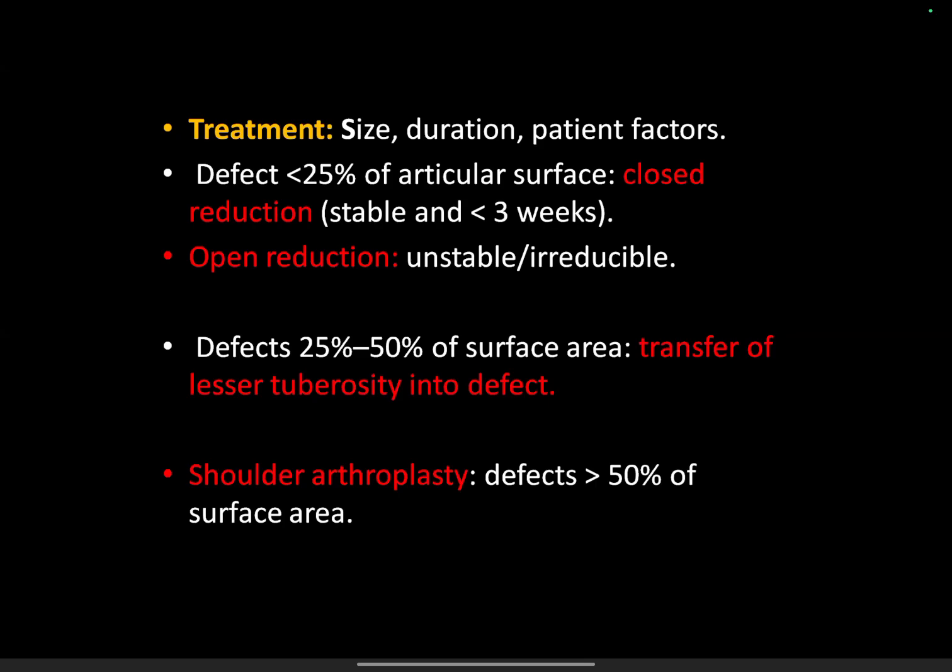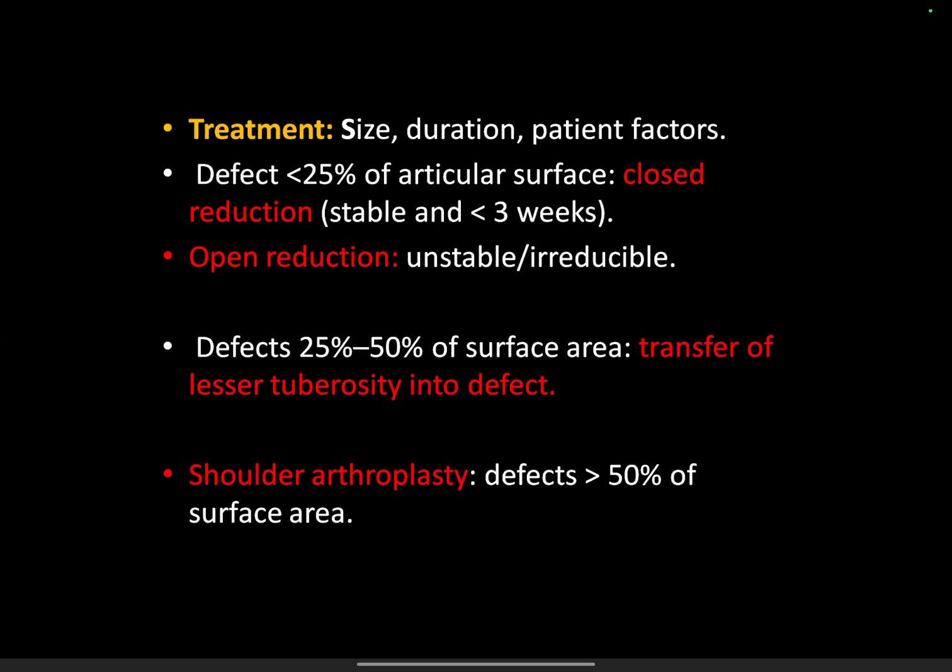So if usually the injury is stable, it's fresh, less than 3 weeks, acute, and there is less than 25% involvement of the articular surface, then the patient would more likely undergo a closed reduction. But if it was unstable or irreducible, the patient is more likely to undergo an open reduction.